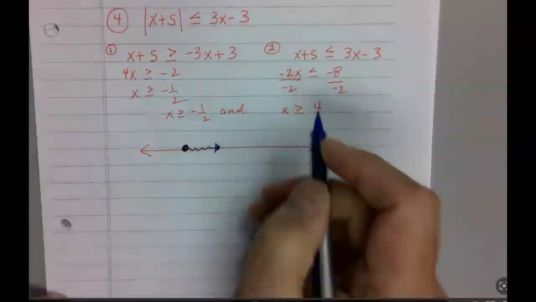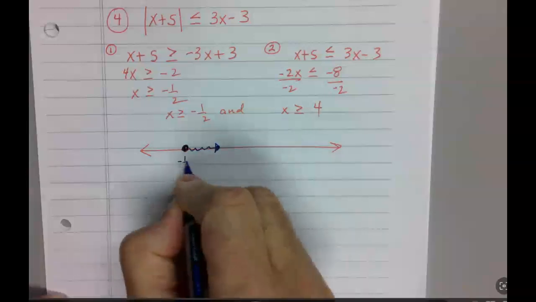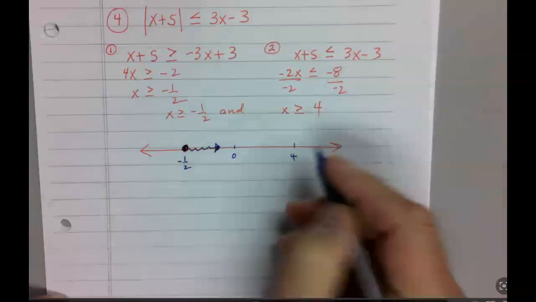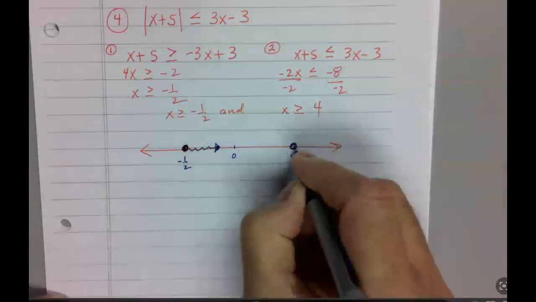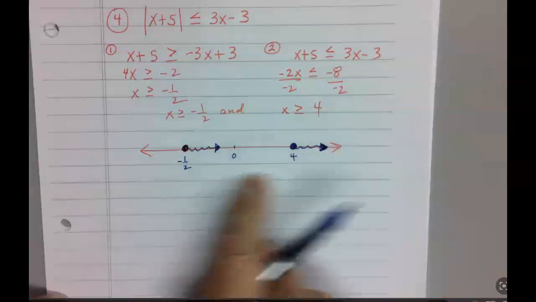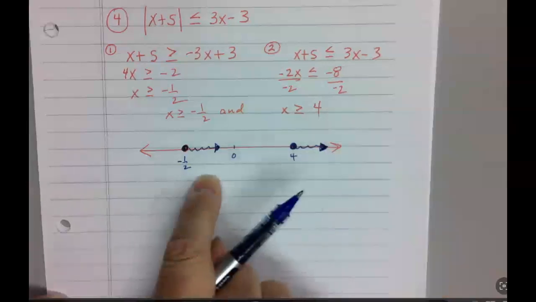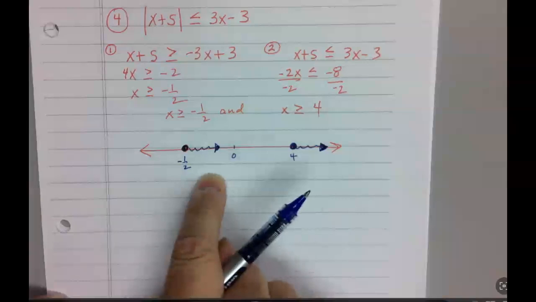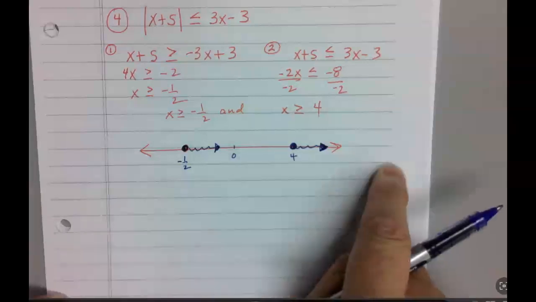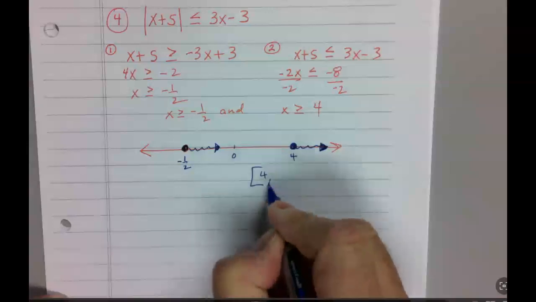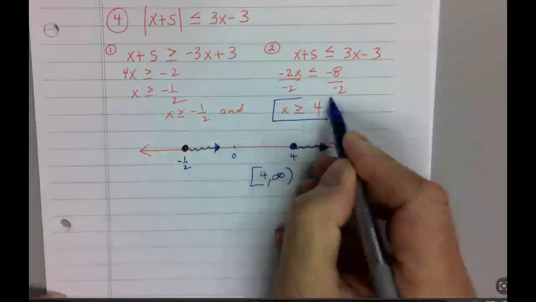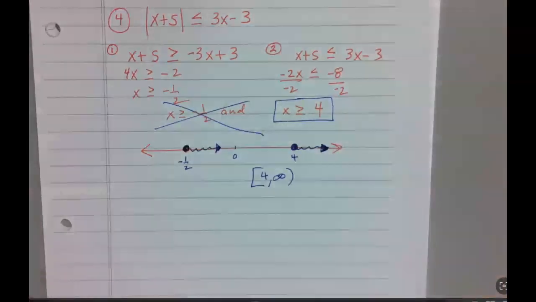Okay, this one here at 4. So this is negative 1/2. 4. X is greater than or equal to 4. So it's going this way, correct? So do they share anything down here? No. The only thing they share is where? From here over. So then it would be 4 to positive infinity. And the only thing that works is that right there. Get rid of the other.